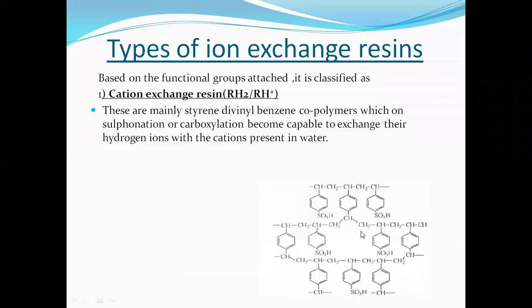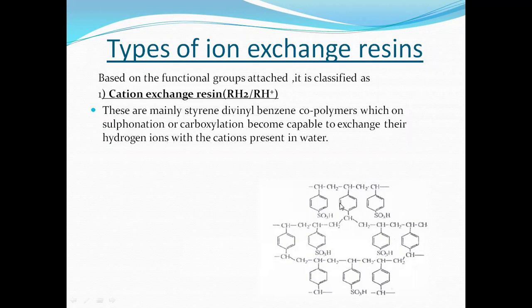So this is basically the properties of resins which I told you. It satisfies them. So it is styrene divinyl benzene copolymer. Now this is neutral, and now what we have to do is attach an acidic group to this polymer. So how can we attach it? Either by doing a sulfonation reaction or by doing a carboxylation reaction.